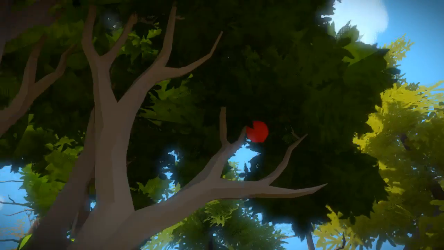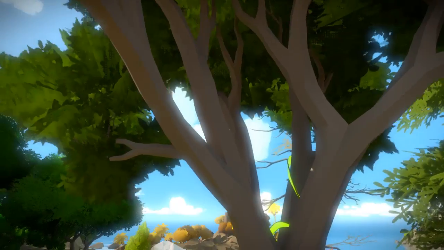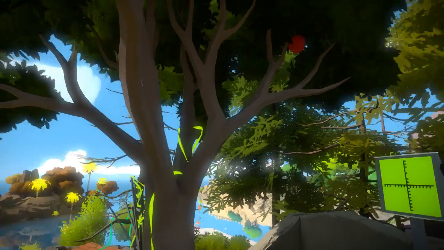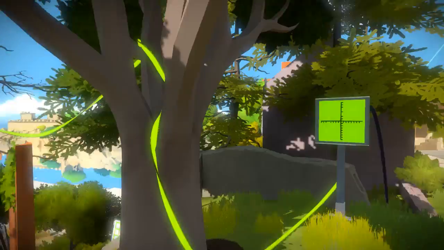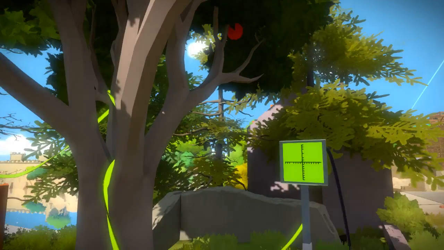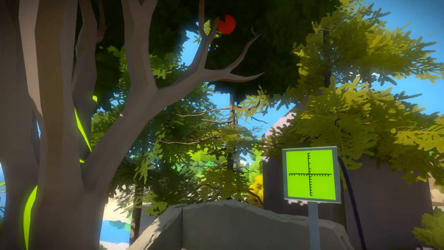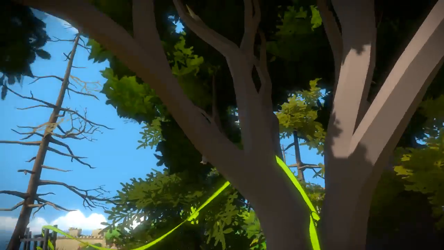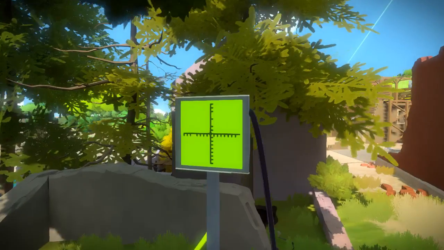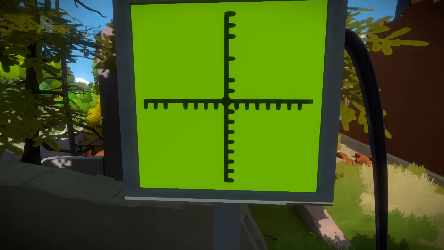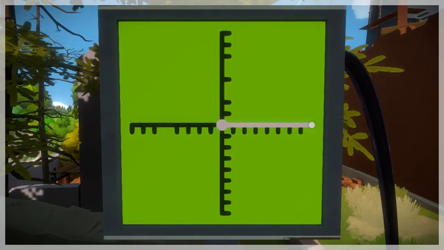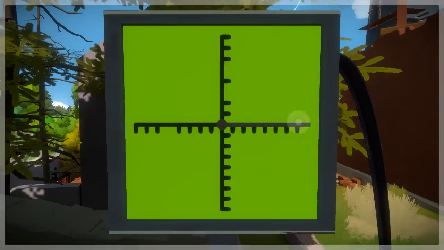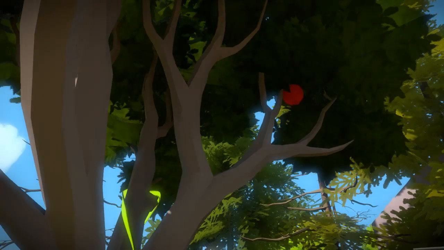There's an apple in this tree. Oh! It's a four-pronged tree. How does that translate? What is this down here? Nothing, huh? How does that translate to the screen, though?